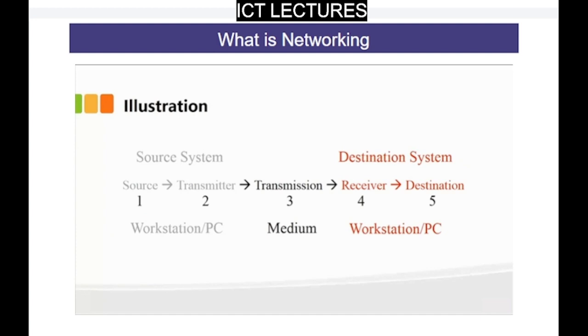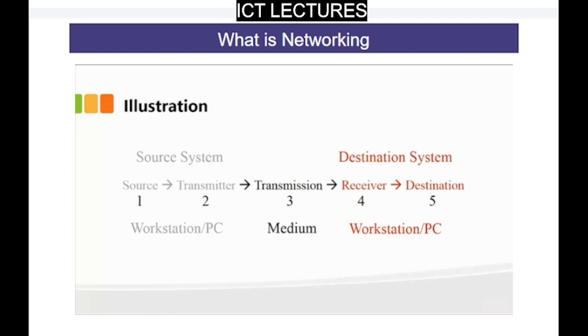Here, just a simple illustration of one computer to another computer, right? Think of this as the source system, the system that is going to send out information, and then, of course, the destination system, the computer that is going to receive the data. So the first thing is obviously the source. The second step would be the transmitter. We need some device that needs to transmit that data. And then step 3 would be the actual transmission, whether it's a cable, whether it's wireless, and so on. And then, of course, the fourth step would be the receiver, and then the fifth would be the destination.